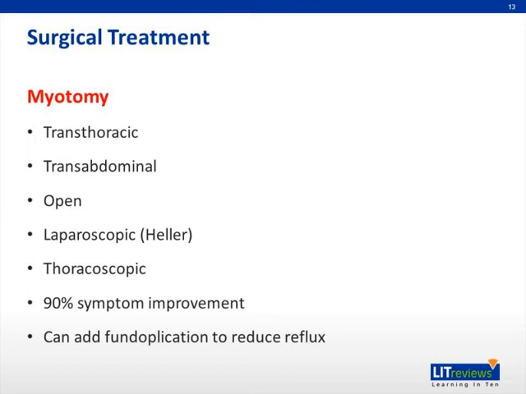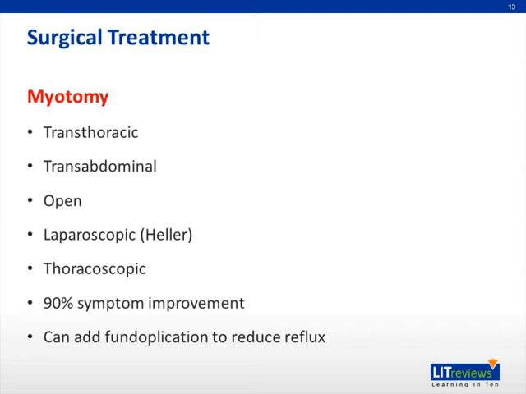The surgical treatment of achalasia involves a myotomy. This involves incising the muscle fibers along the distal end of the esophagus at the gastroesophageal junction. This results in relaxation at this tight location.